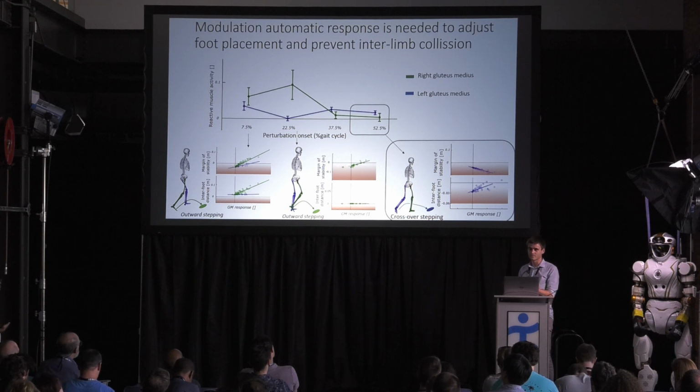prevent collisions of the limbs. So I think in this study we showed that hip abductor muscle activity is used and modulated to control outward foot placement and prevent interlimb collisions.